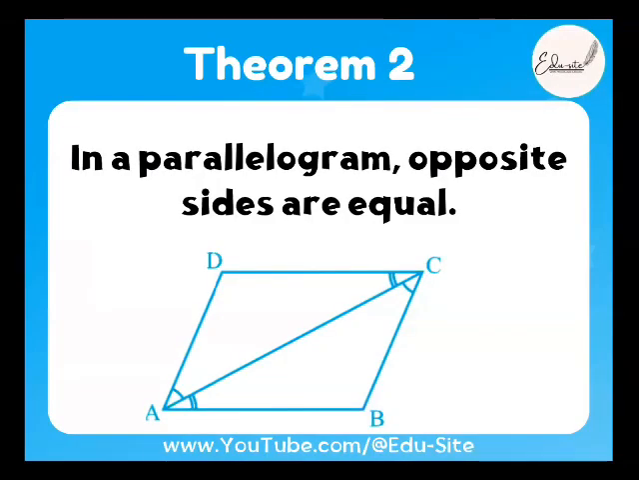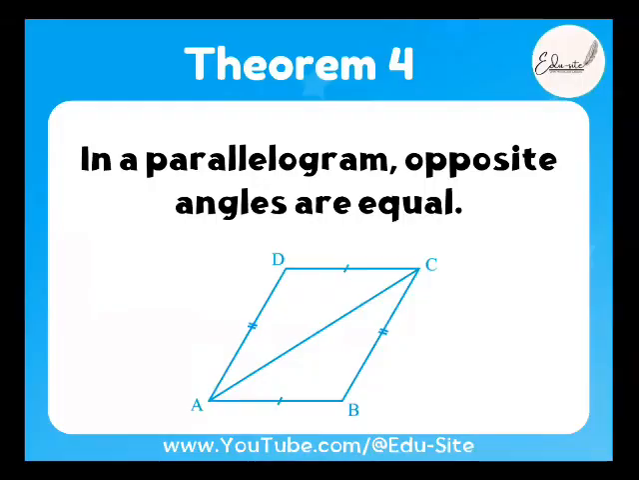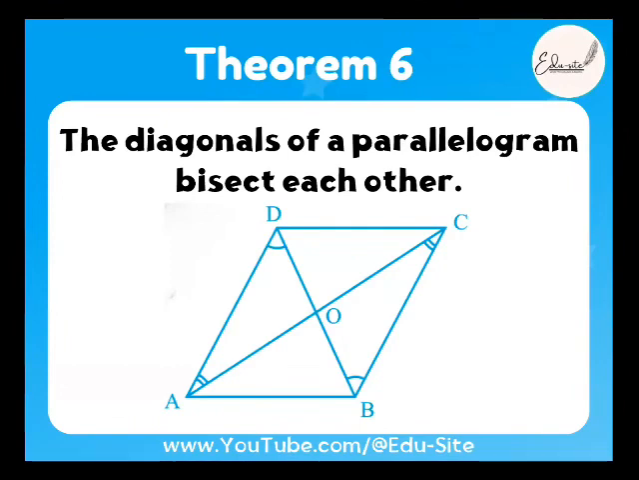The first theorem was that the 2 triangles are congruent. The second theorem is that the opposite sides are equal in the parallelogram. The third theorem is the converse of the second theorem. The fourth theorem is that opposite angles are equal. The fifth theorem is the converse of the fourth theorem. The sixth theorem is that diagonals of the parallelogram bisect each other. The seventh theorem is the converse of the sixth theorem. That's all. We have solved 5 example problems and 7 exercise problems in this, and alhamdulillah, we have completed the topic of the parallelogram.